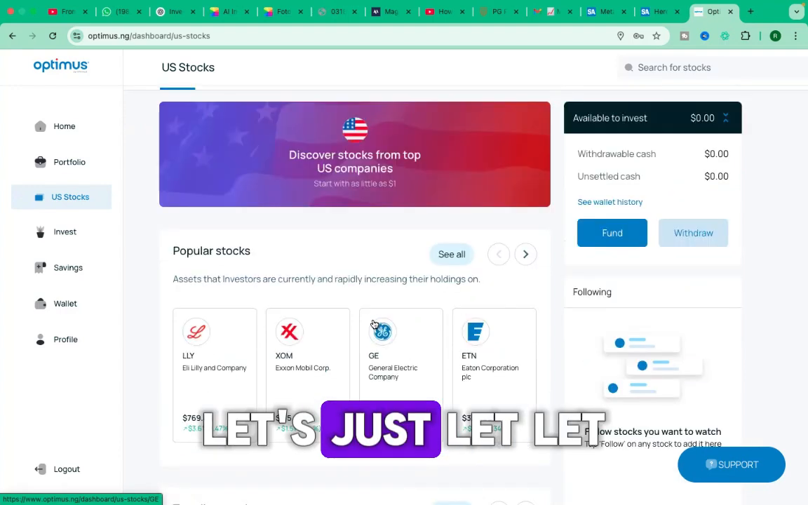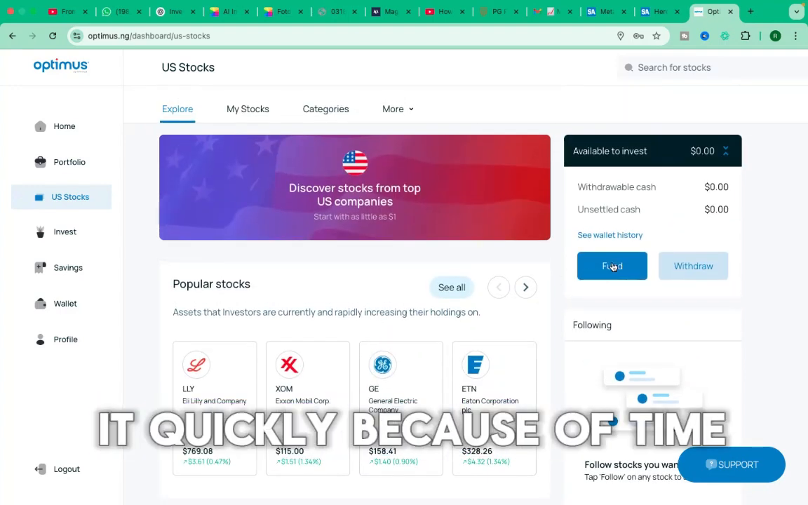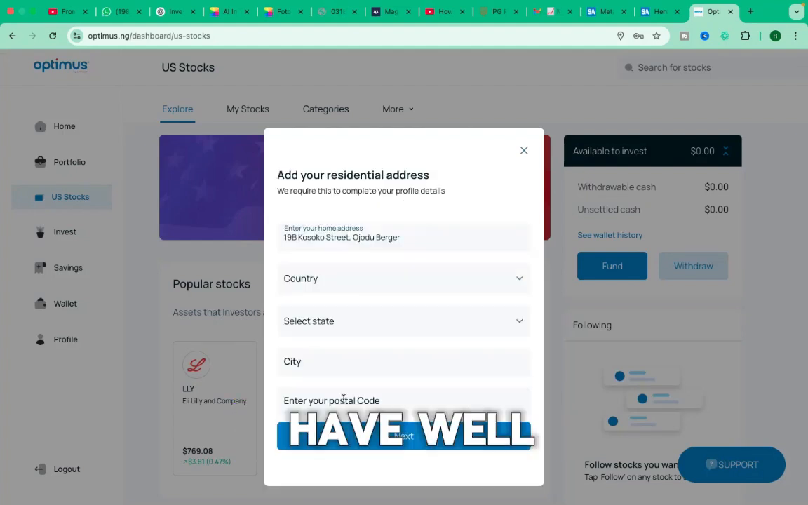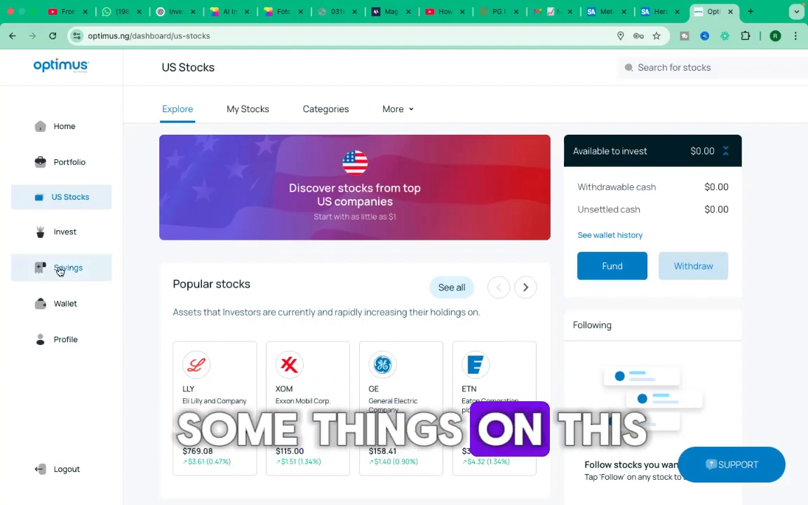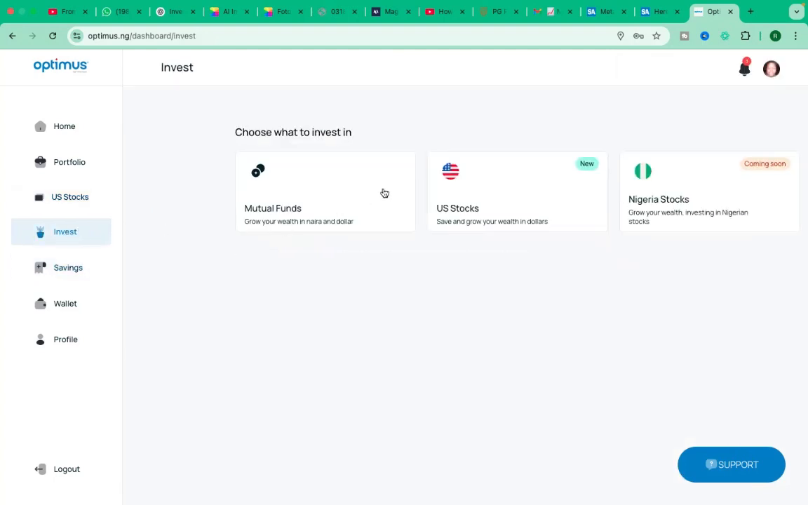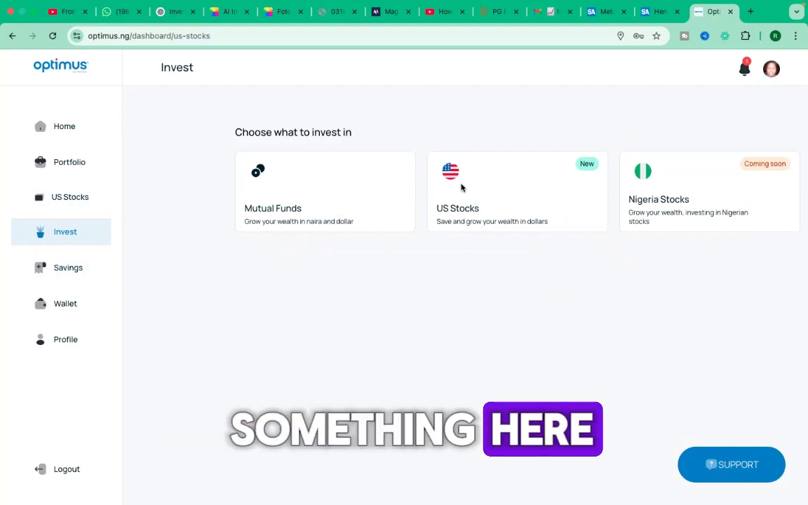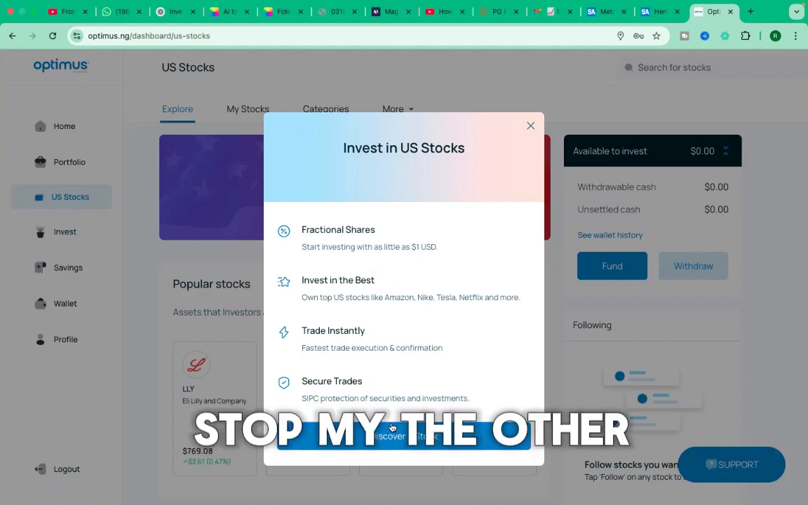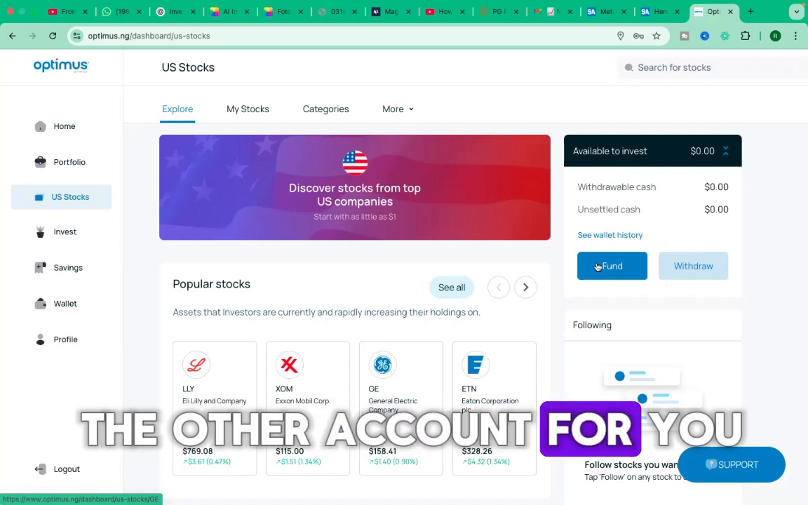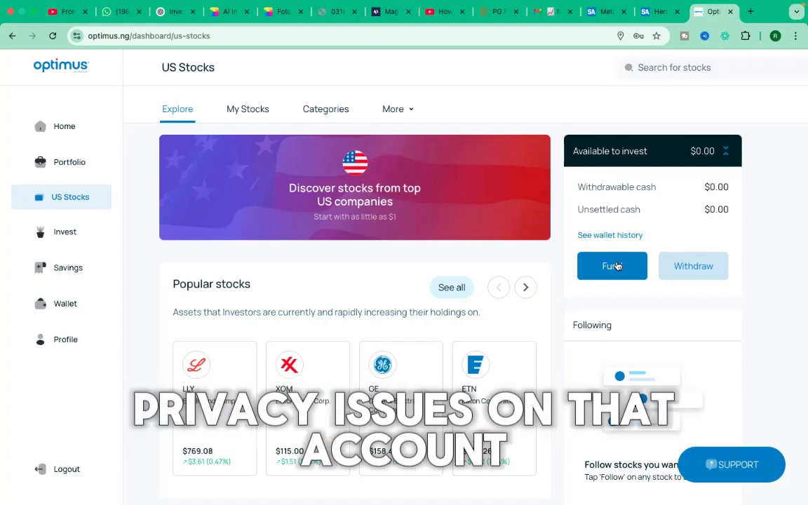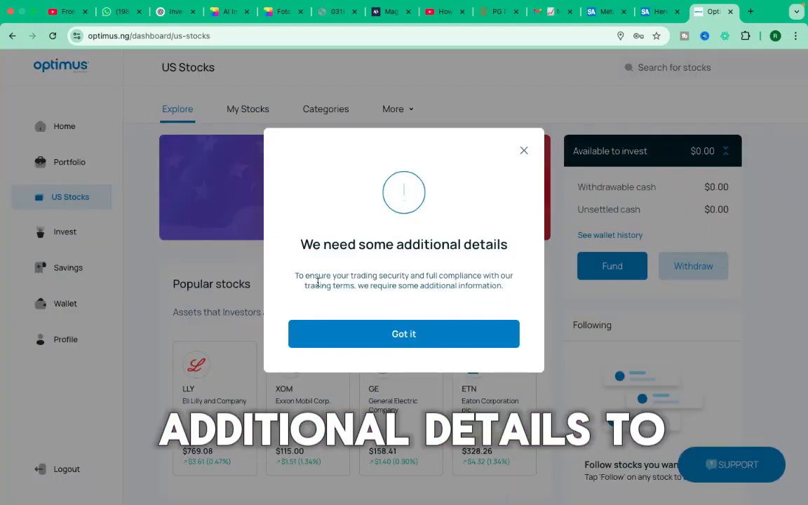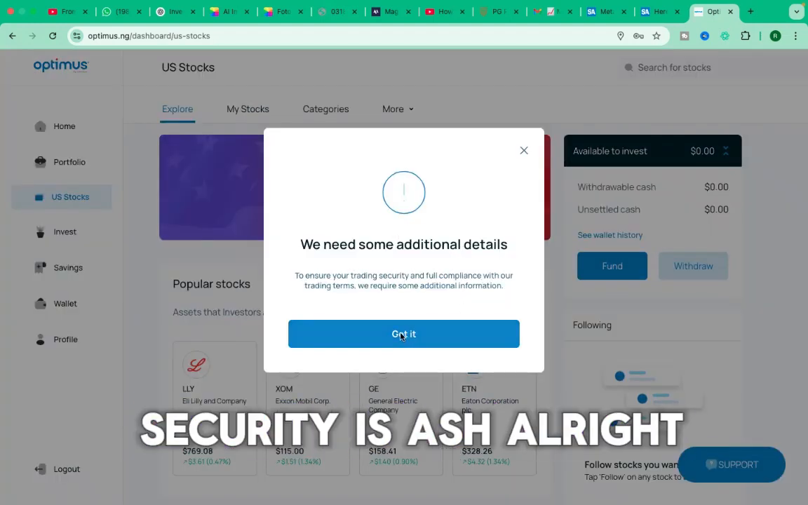So, but let me take it quickly because of time. Wow, it says I needed to do some things on this. Okay, let me see. I should have done something here. I would have used the other account for you, but there are a lot of privacy issues on that account. If I click on fund, we need some additional details to ensure your trading securities. All right, but no problem.